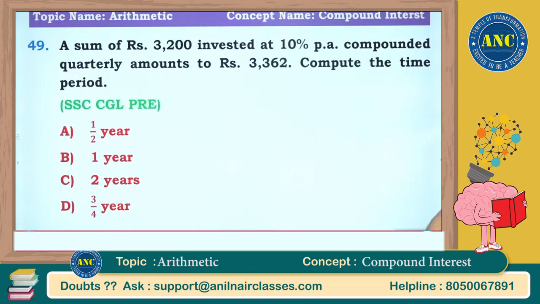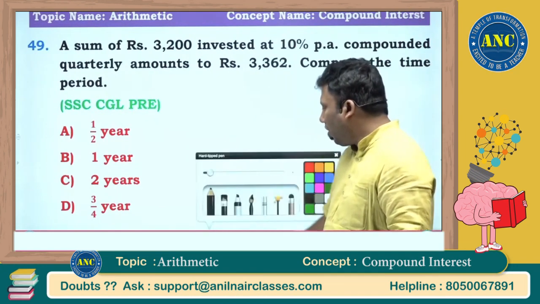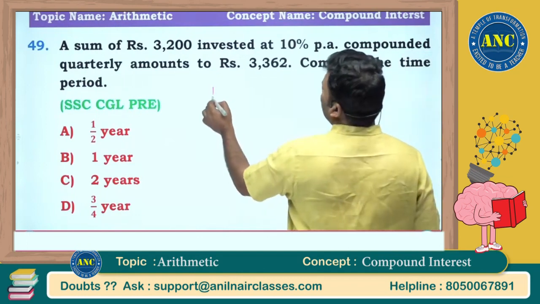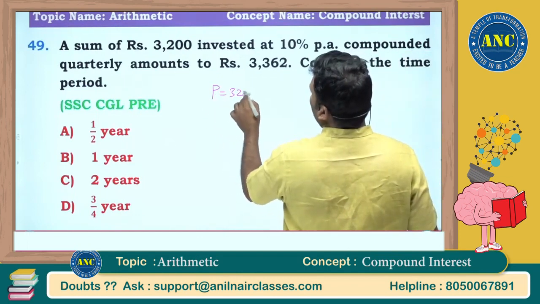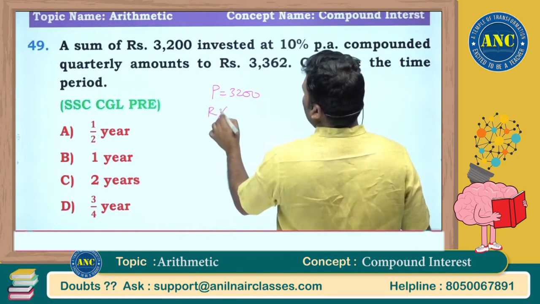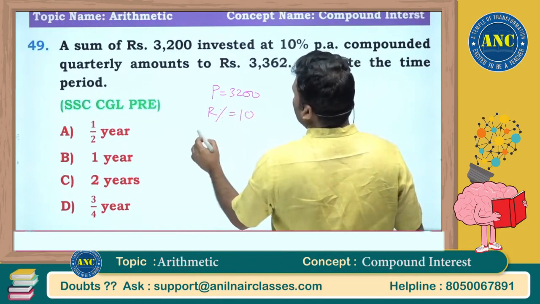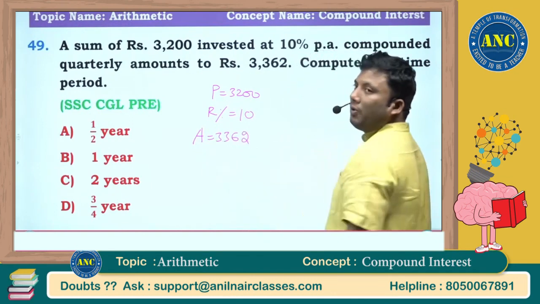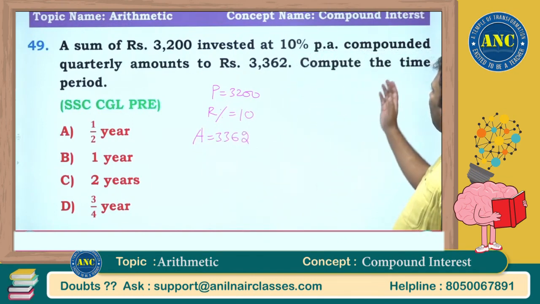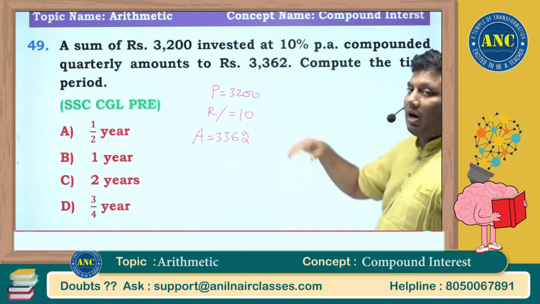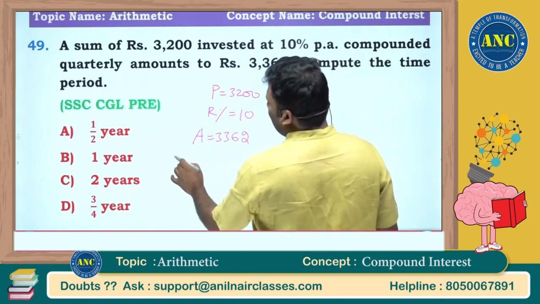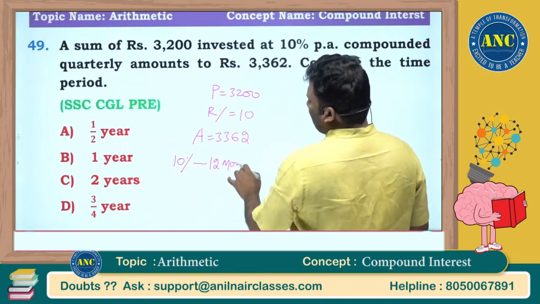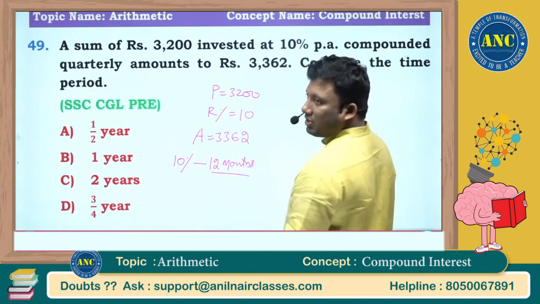See here, sir. Next question. All are of the same concept, sir. A sum of rupees 3,200. R is 10%. Amount is 3,362. Is it compounded half yearly or quarterly? Let us read the question. Compounded quarterly. 10%. It is for 12 months.